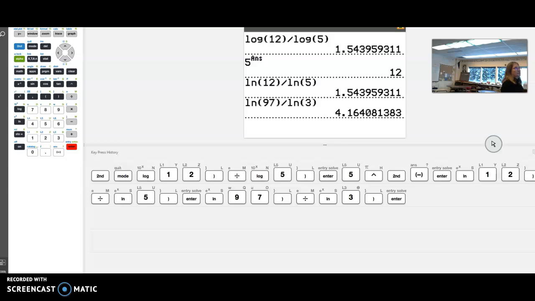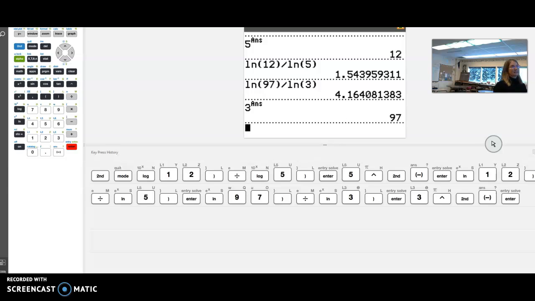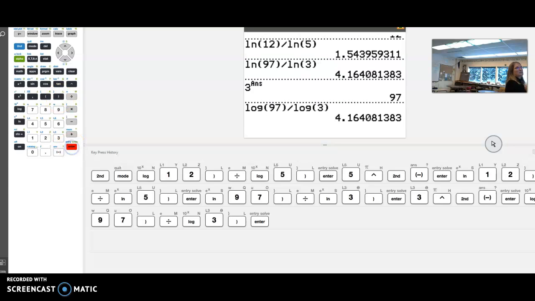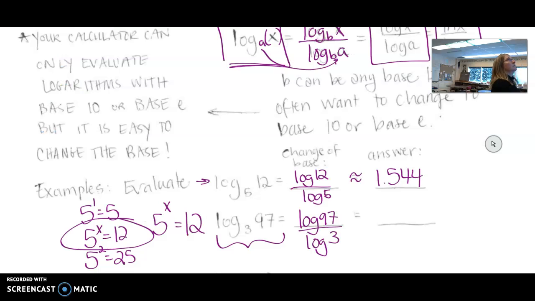4.164 is about correct. That's rounding it. And if I take 3 and raise it to that power, I get exactly 97. So again, check this out. Log of 97 with base 10 divided by log of 3 base 10 is also going to give us 4.164, roughly.